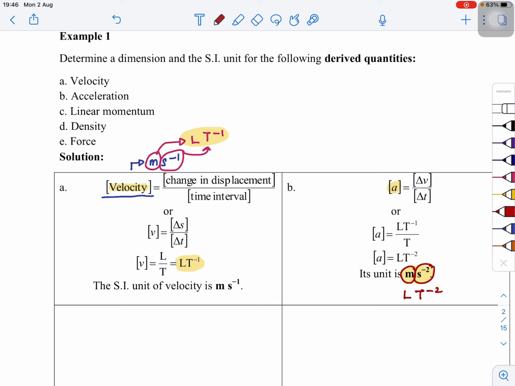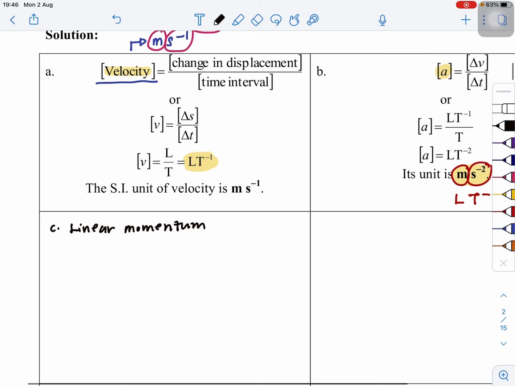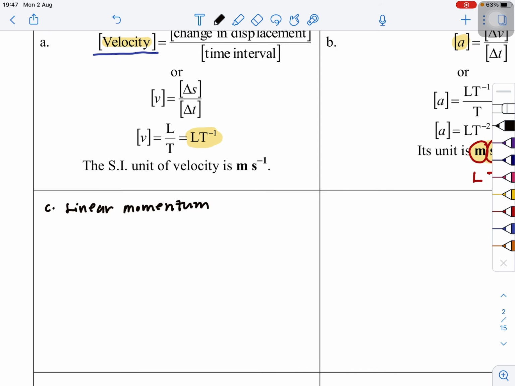So we already have velocity and acceleration. So now kita tengok momentum. Okay, so linear momentum. Okay, first of all, we need to know what is the formula for momentum. Okay, this one kamu kena tahulah formula ni. Kalau tidak tahu, then kamu tidak boleh lah cari dimension dia. So you need to know the formula for momentum.